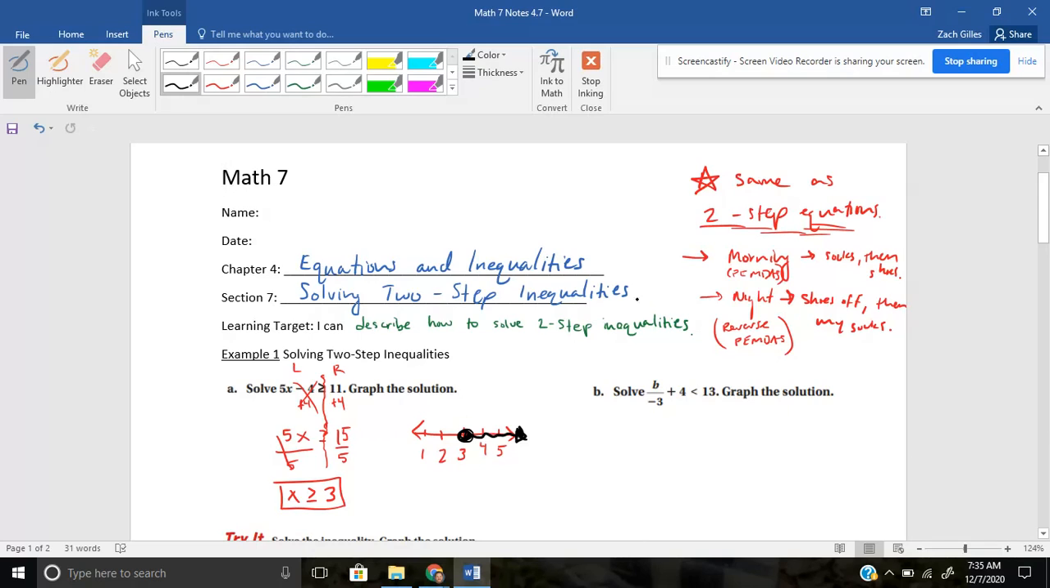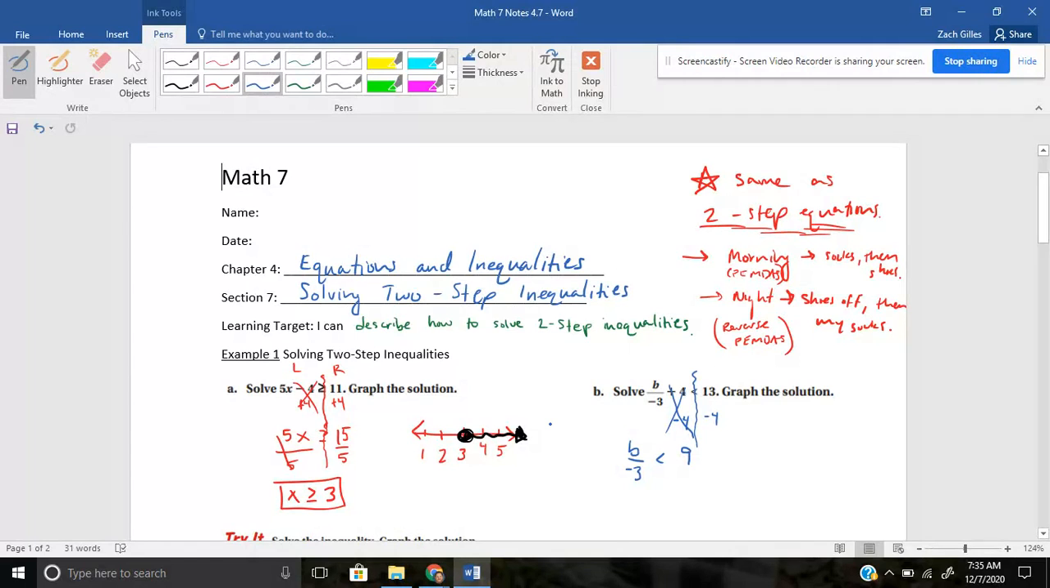Letter B. I'm going to solve very similar. Solve b divided by negative 3 plus 4 is less than 13 and graph the solution. So split my inequality at the less than sign. First, I'm going to undo my addition by subtracting 4 on both sides. Subtracting 4 and adding 4 cancel out. I'm left with b divided by negative 3 is less than 13 minus 4, which would give me 9.